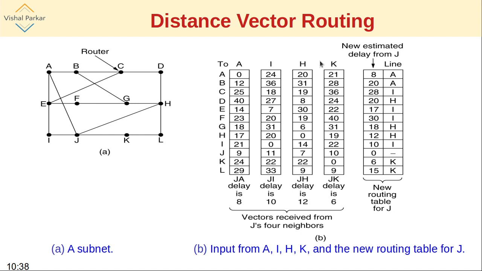So next is H and K similarly. So ZH distance is 12 milliseconds and ZK distance is 6 milliseconds. Now these are the vectors which are then transmitted to Z. And based on this information which is received from the neighbors, Z will now calculate its vector as it is given here. So to each of the destinations here, for example ZA, it is already known that it is 8.